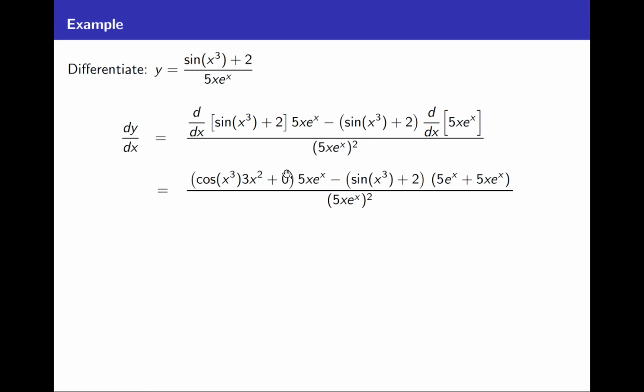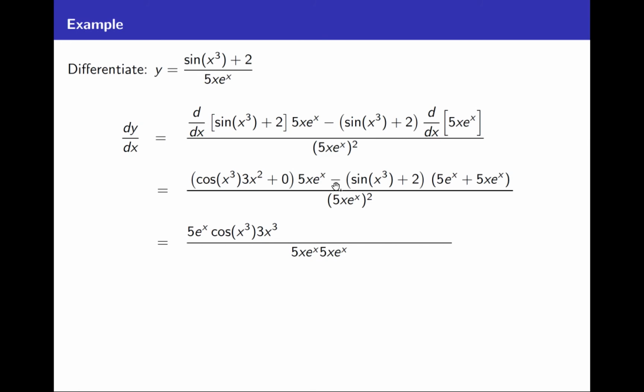We could knock out this 0, for instance. Let's clean this up. On the bottom, we have 5x e to the x times itself. And this term here would be 5x e to the x times cosine x cubed times 3x squared. Let's consolidate that. You've got some x terms that multiply. X times x squared is x cubed. You've got a 3 there. You've got a cosine of x cubed. And that 5 e to the x is right there.